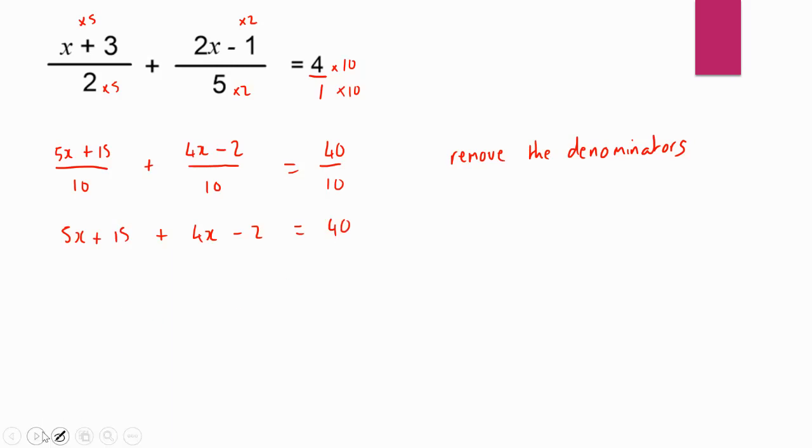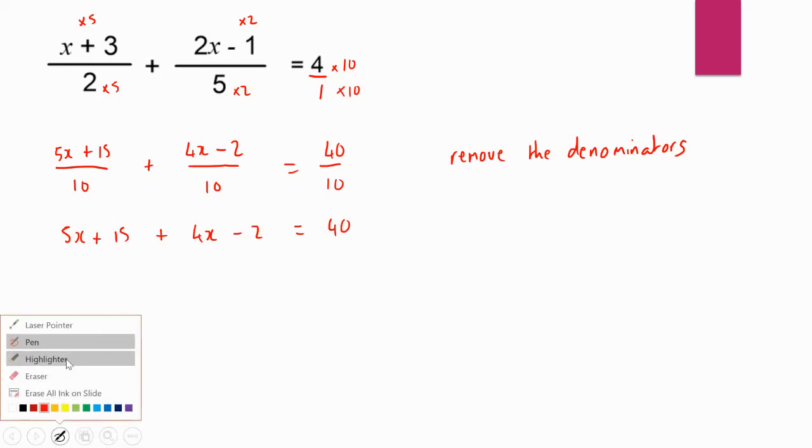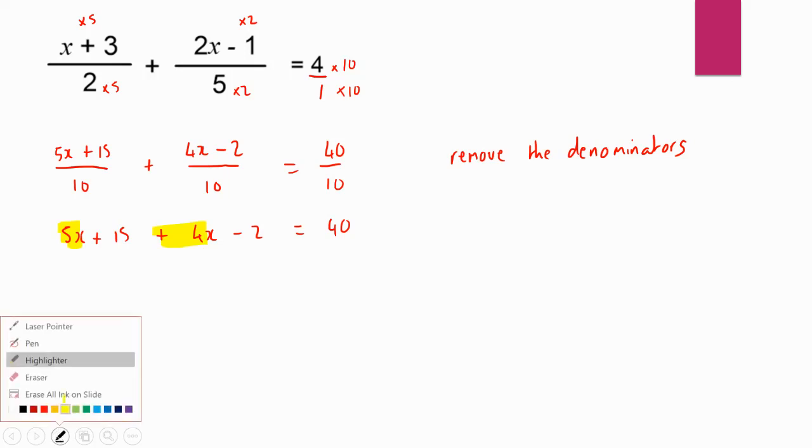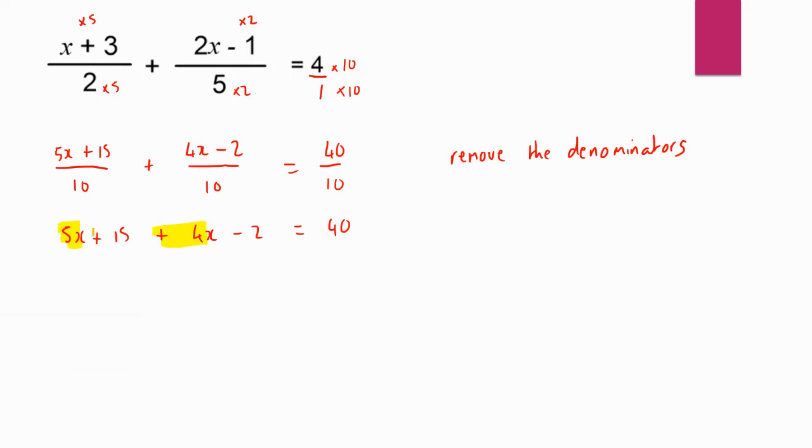Now, on the left-hand side, we can see different terms. So what we need to do is collect the terms that contain x, that's these two, and we collect the terms that contain just numbers, and that's these two, and we put it together and simplify. So 5x add 4x gives me 9x, and 15 take away 2 gives me 13. So that's plus 13, and that is equal to 40.